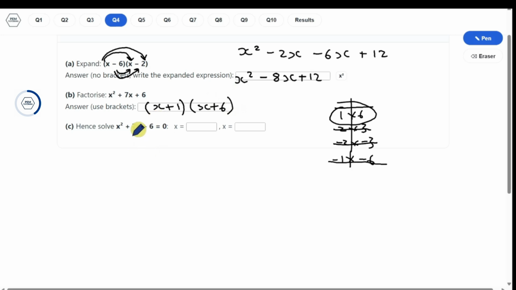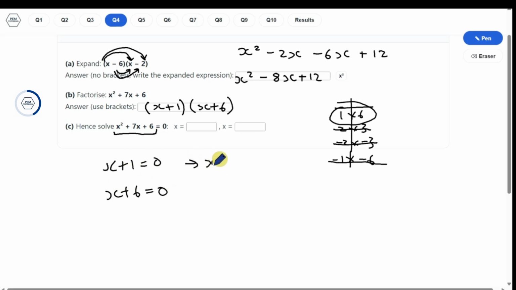And to solve this, we are solving the same quadratic, but now it's been made into an equation. So we've already factored it. So now we just take each bracket and set it equal to 0, because we already know this quadratic after factorizing will give us 0. So we're going to have x plus 1 equals 0, and x plus 6 equals 0. So then we solve for x here.